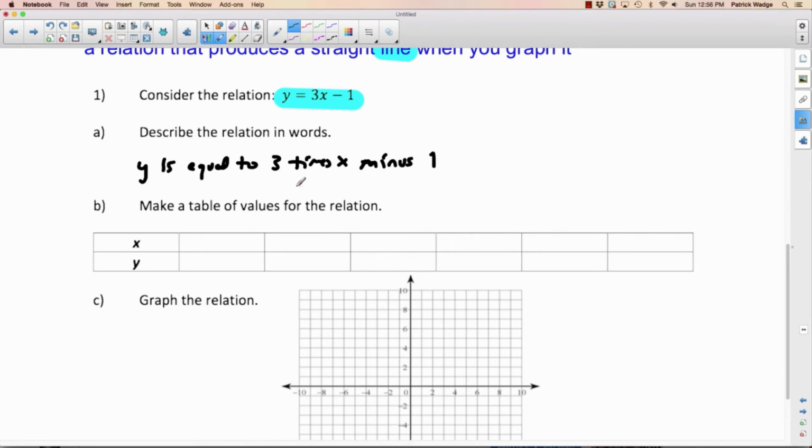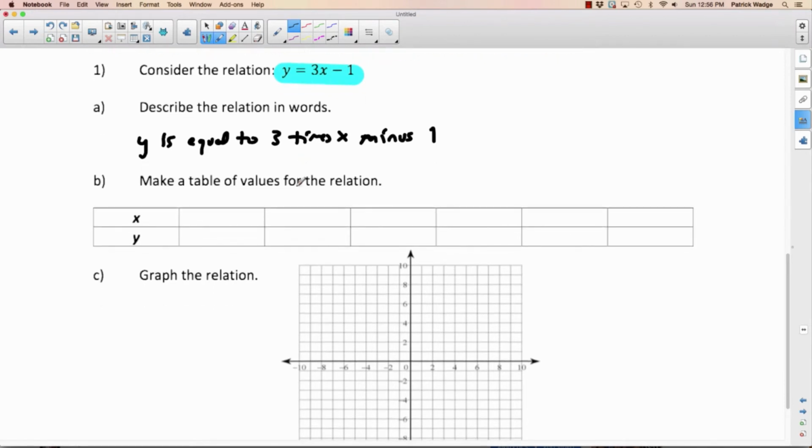Okay, B, make a table of values. So you get to pick what values you want for x. I don't recommend you pick things like 300 because you want them to fit on your graph. You might want to pick numbers like, hey, how about a really easy number like 0 and 1 and 2? It's not a bad idea to use a negative or two, maybe a -1 and -2. And let's just do that and see if that gives us enough information.